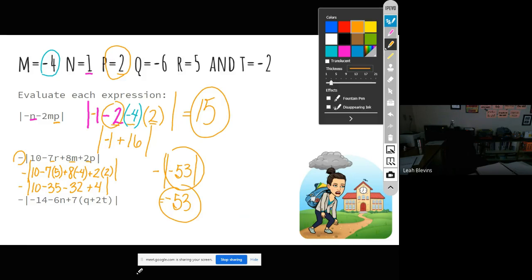Does that make sense? I see kids a lot of times say, oh, it's a double negative, so it's a positive. It doesn't work that way with absolute values. We look at this and say, how far is this negative 53 from 0? It's 53 units. Then attach that negative.